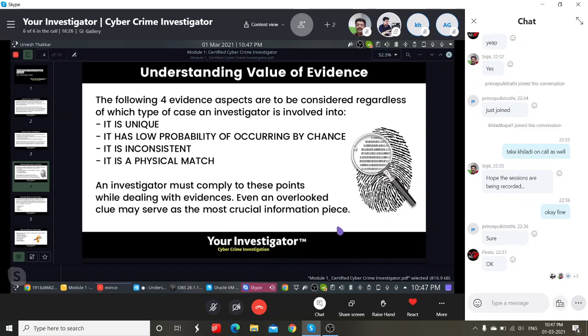Now, it has a low probability of occurring by chance. In the investigation world, never think it is by chance or just by fluke or coincidence. While working as an investigator, nothing is a coincidence. This is the mindset that we need to prepare. Nothing is a coincidence. There is no coincidence anywhere.